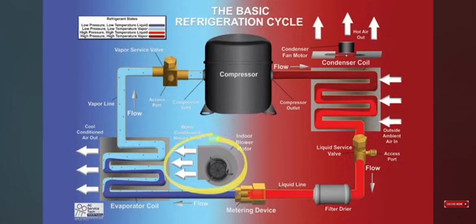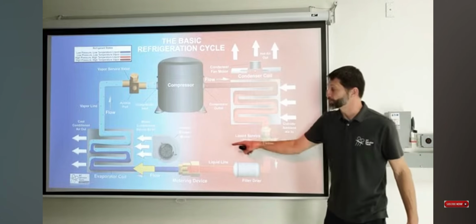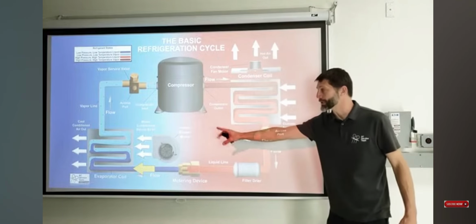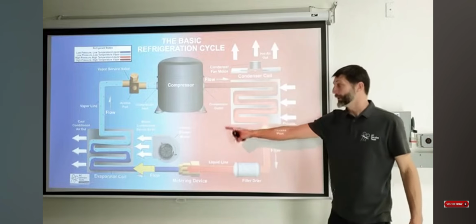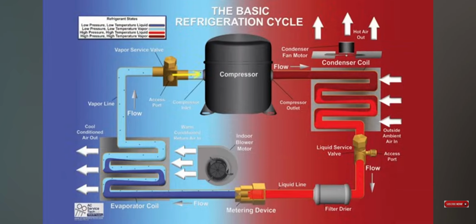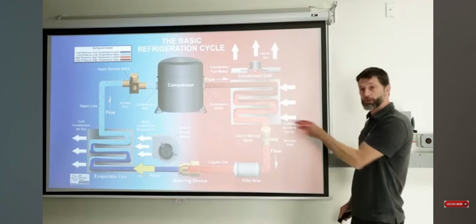So if that indoor blower motor was broken, maybe the capacitor was bad or whatever, the blower motor stopped working, that refrigerant's not going to be able to absorb any heat energy at that indoor coil, and so you're still going to have saturated refrigerant entering into that compressor, and that's going to damage the compressor. That's the basic refrigeration cycle.